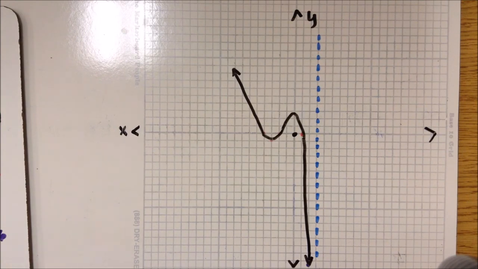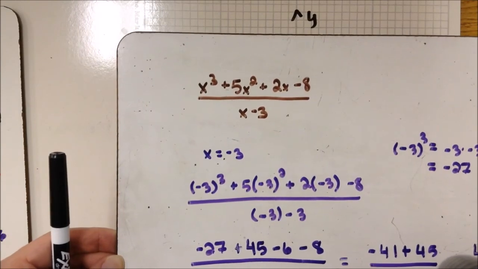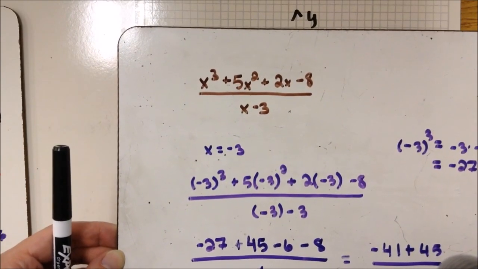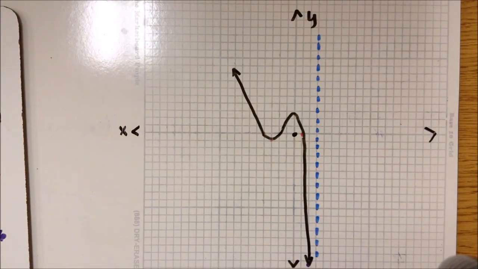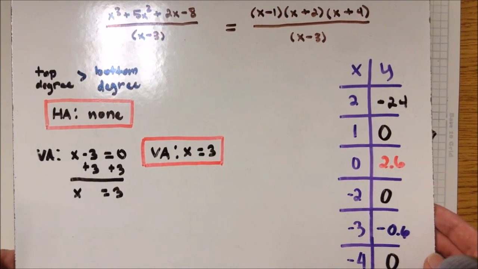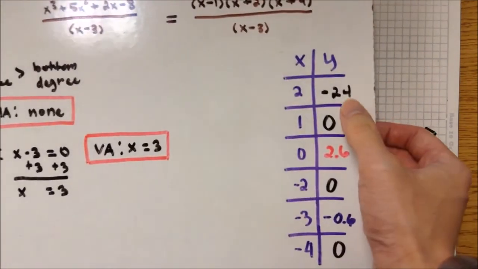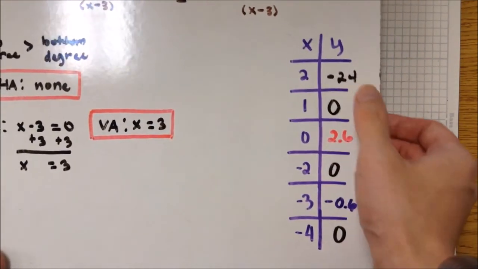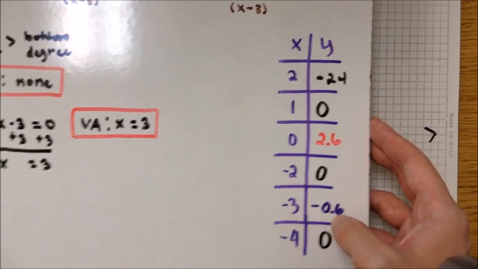So again, this is a graph for this function, x to the third plus 5x squared plus 2x minus 8 over x minus 3. And then for a rational function, you always have to do the horizontal asymptote, vertical asymptote, find the x-intercepts, the y-intercepts, and then additional points in between when it comes to graphing.